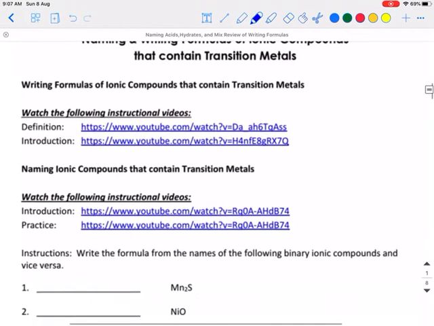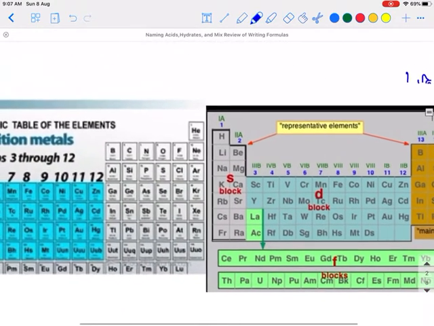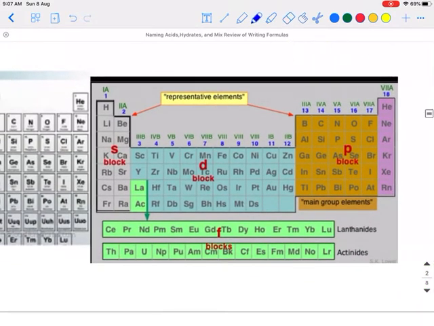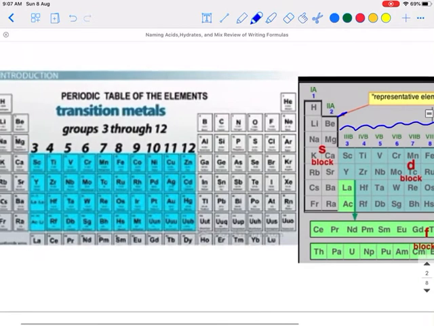Now let us write and name formulas of ionic compounds that contain transition metals. Transition metals are those metals that we can find between column 2 and column 13. So from column 3 to column 12, these we call transition metals.